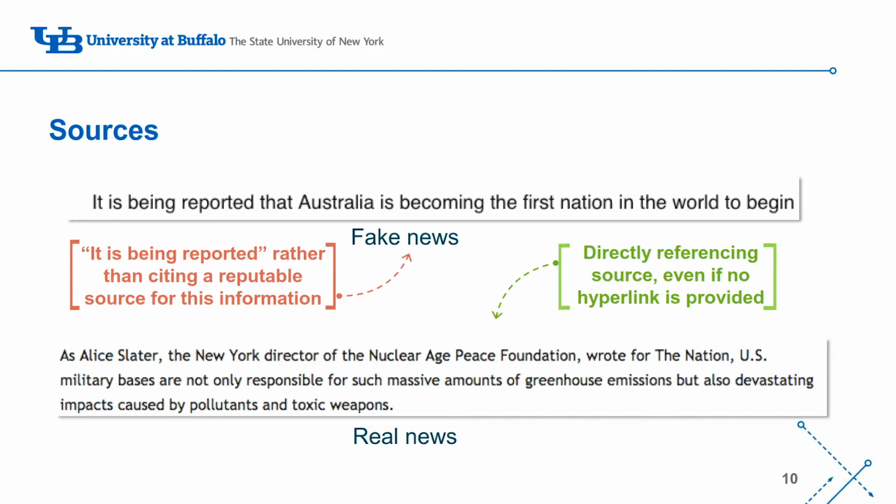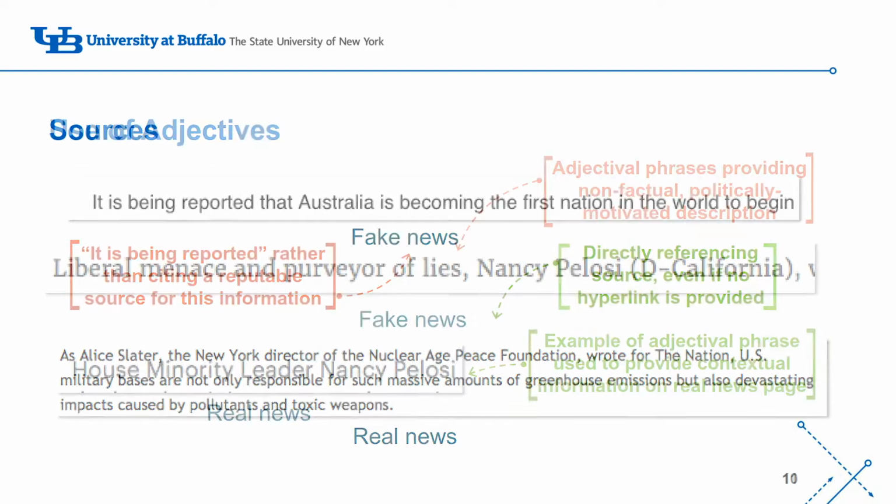Versus here, in the fake news, they're using the language: it has been reported. So I have to trust that someone with journalistic training and integrity has found this information. But I, as a reader, have no way of knowing where it comes from.